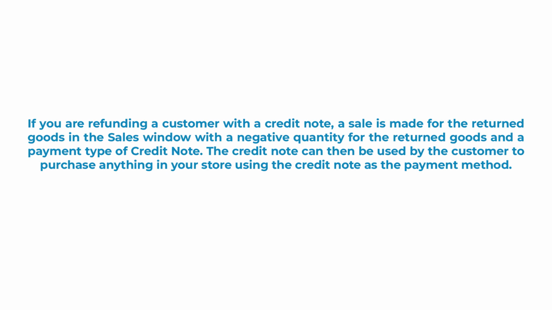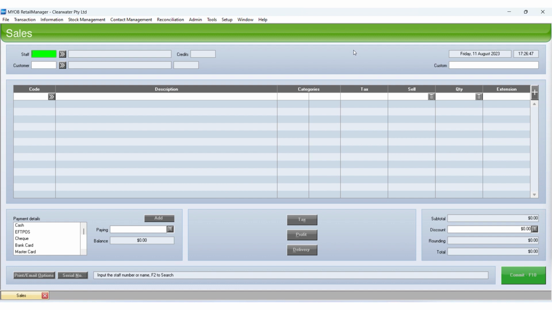If you are refunding a customer with a credit note, a sale is made for the returned goods in the sales window with a negative quantity for the returned goods and a payment type of credit note. The credit note can then be used by the customer to purchase anything in your store using the credit note as the payment method.